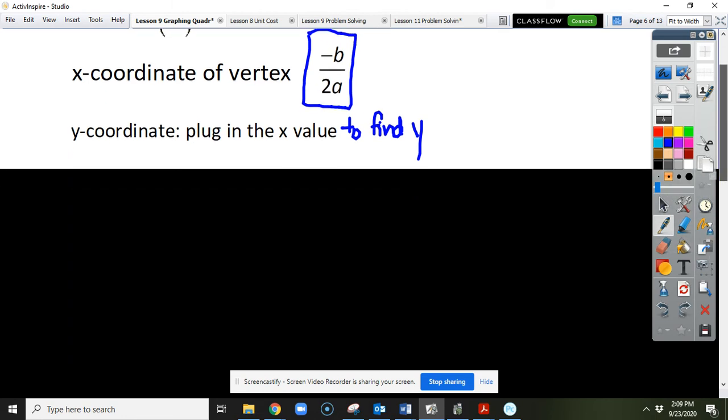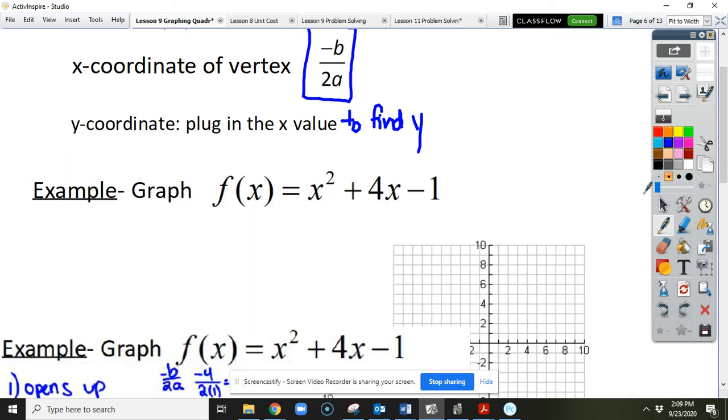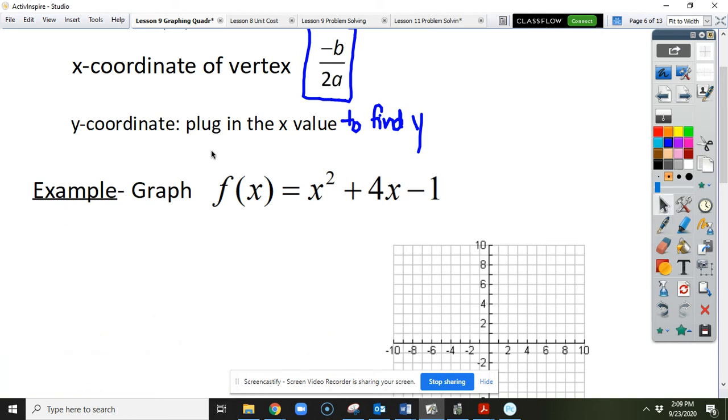So what I want you to do, because again, you have done these before, is to take a few minutes. I want you to write this problem down. I want you to find all 5 things. I want you to graph it. And then I want you to come back on the video and check your work. So go ahead and write this down, then pause the video.